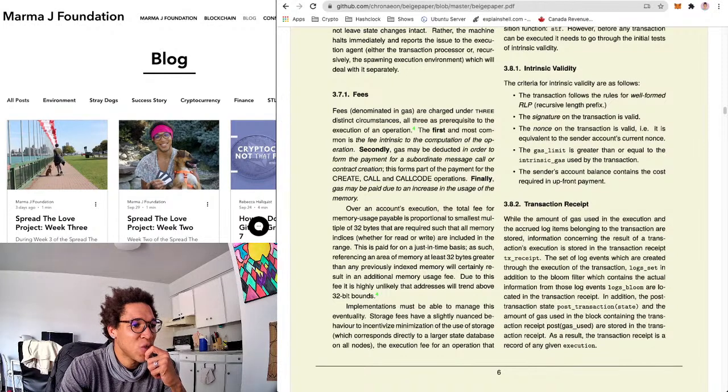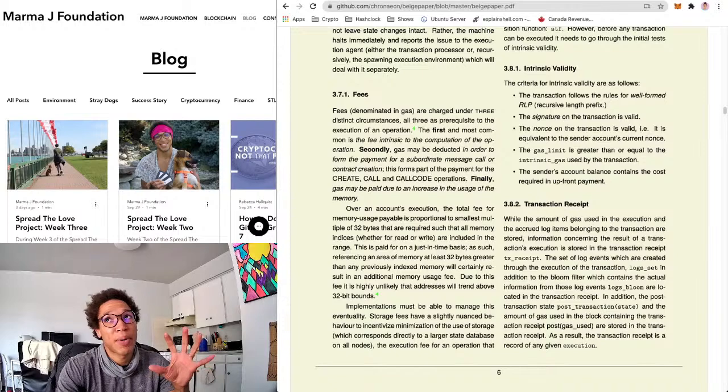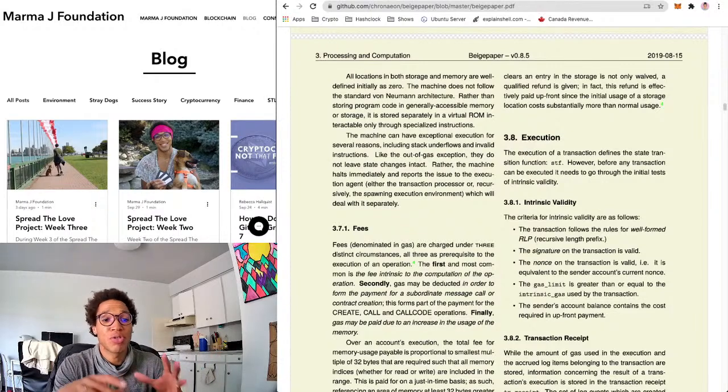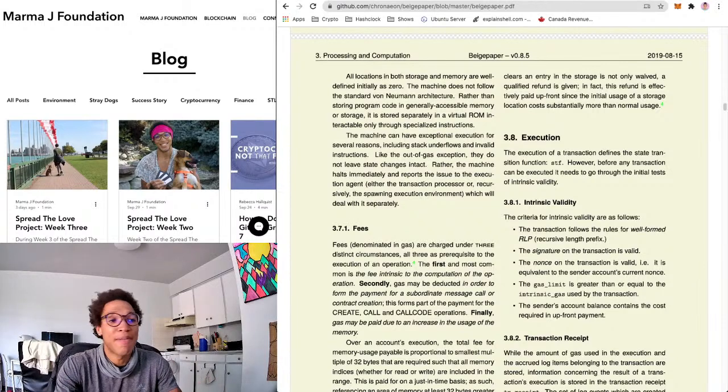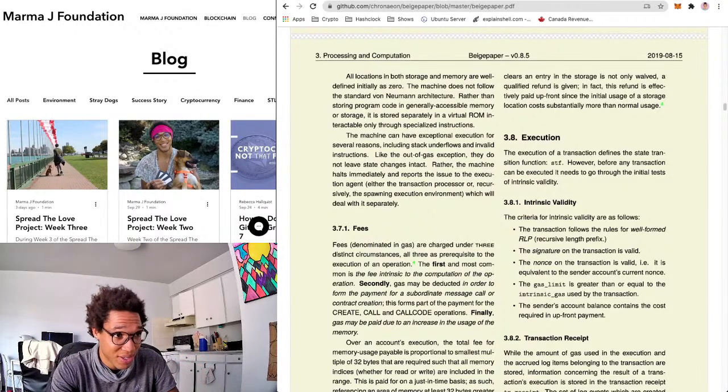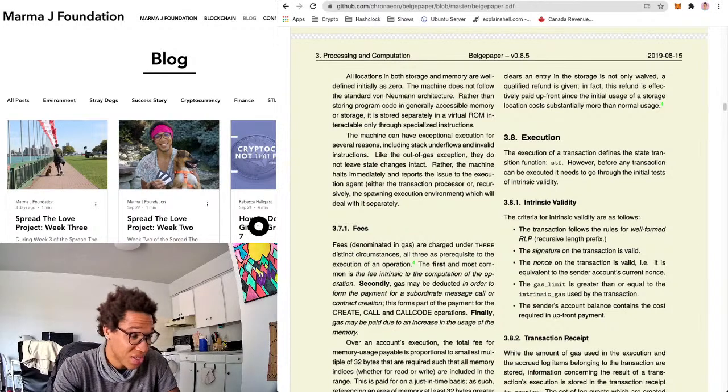Storage fees have a slightly nuanced behavior to incentivize minimization of the use of storage. So this is just kind of talking about pricing opcodes or pricing storage on Ethereum. They're trying to price things so you don't use Ethereum for storage. You should not be using Ethereum as a place to store things. It clogs the network. I've been reading a bit about this actually. This is super interesting to me, I wish I could highlight it, and I've been reading about it for a while, and I want to read more into it.